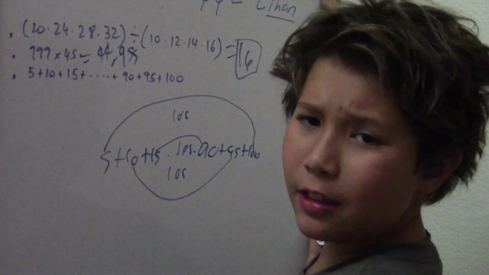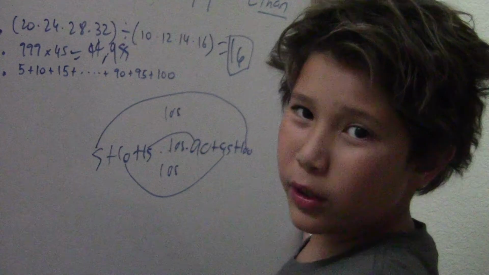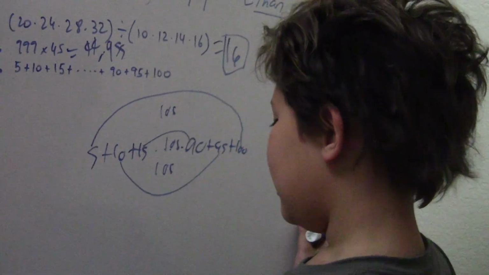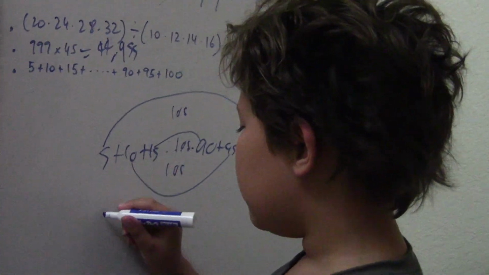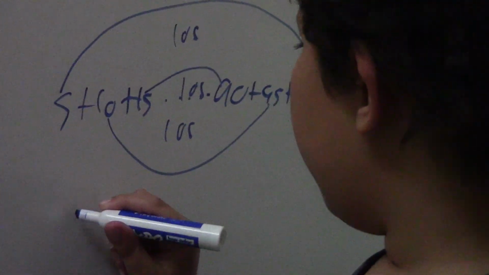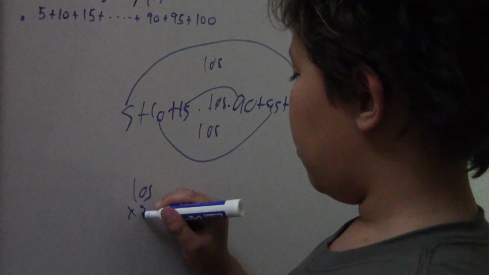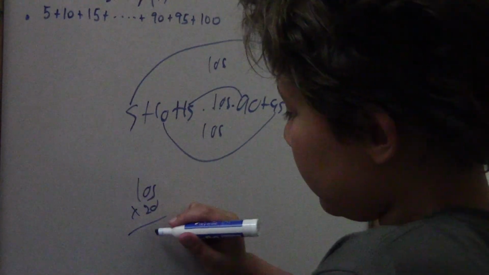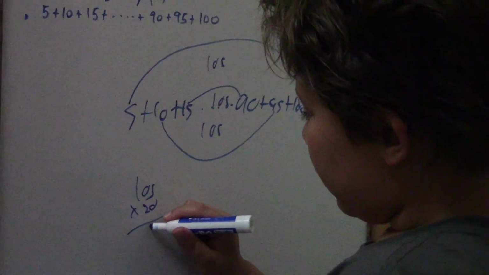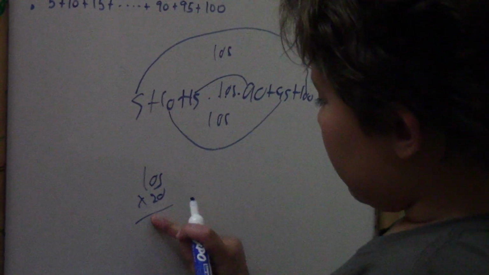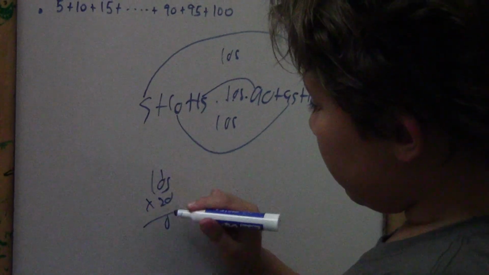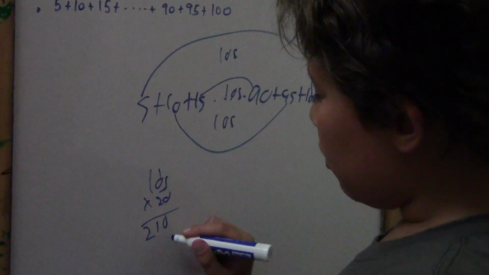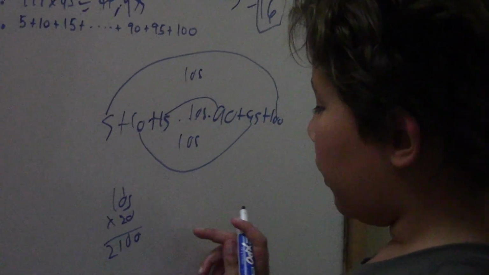5 times what equals 100? You guessed it, 20. So therefore, 105 times 20 will equal 2,100.